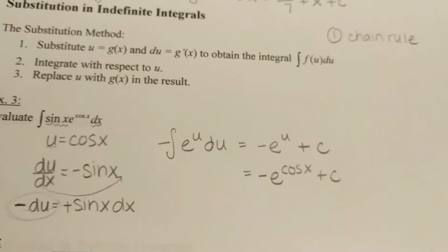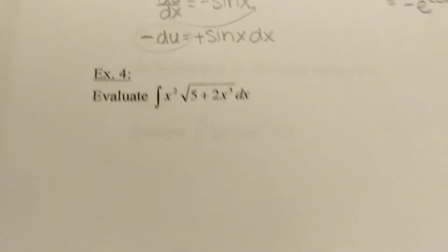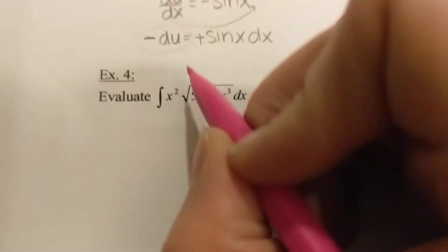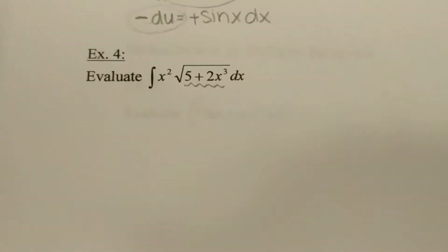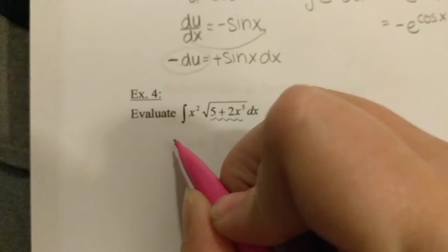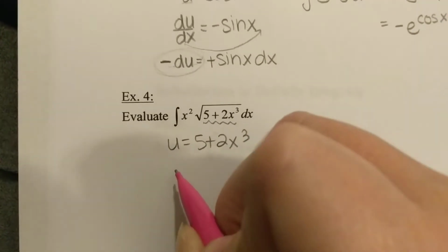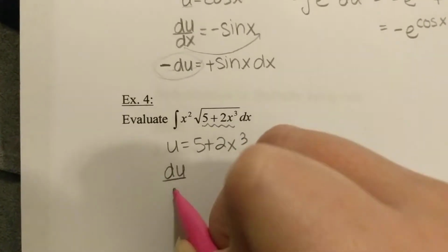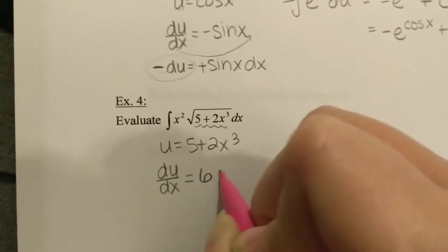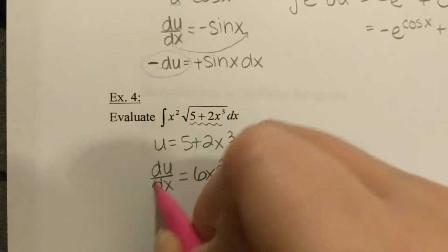So take a look at example 4. What function do you see that's inside of another function? So I see this is the inside function. So I'm going to let that be my u. So we'd say u is 5 plus 2x cubed, which means du dx, the derivative of u, is 6x squared. Now I'm going to move my dx over.